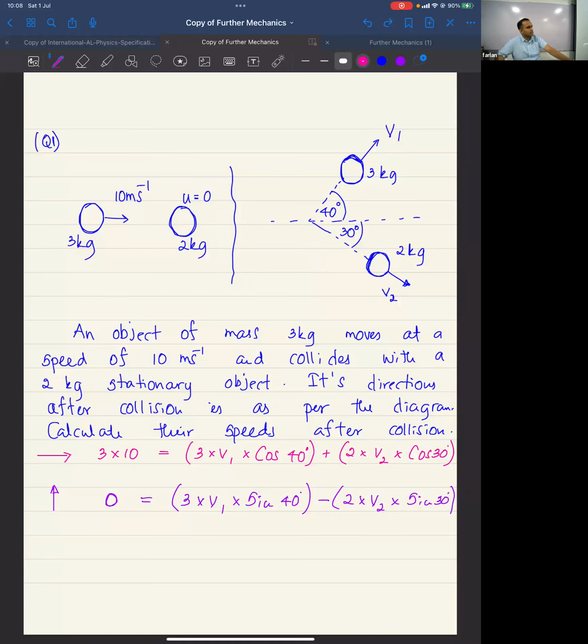Now it's a simultaneous equation. You can solve it and find v1 and v2. Do you know that you can use a calculator to solve simultaneous equations? Using this calculator, you can solve simultaneous equations. Input the necessary inputs and get v1 and v2. Go ahead.